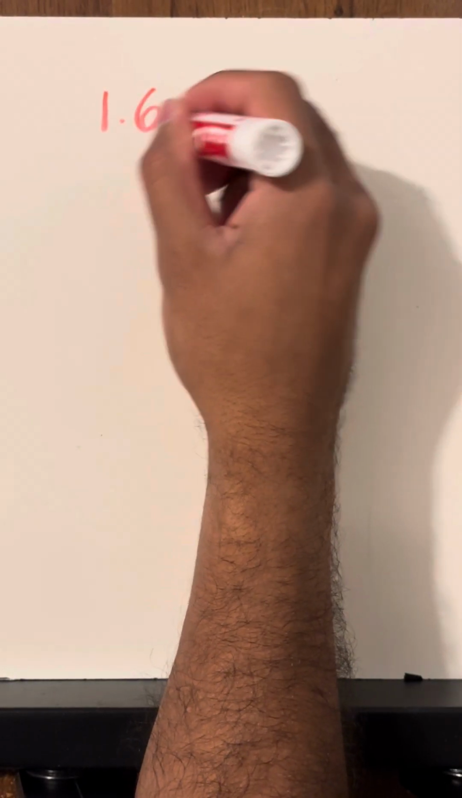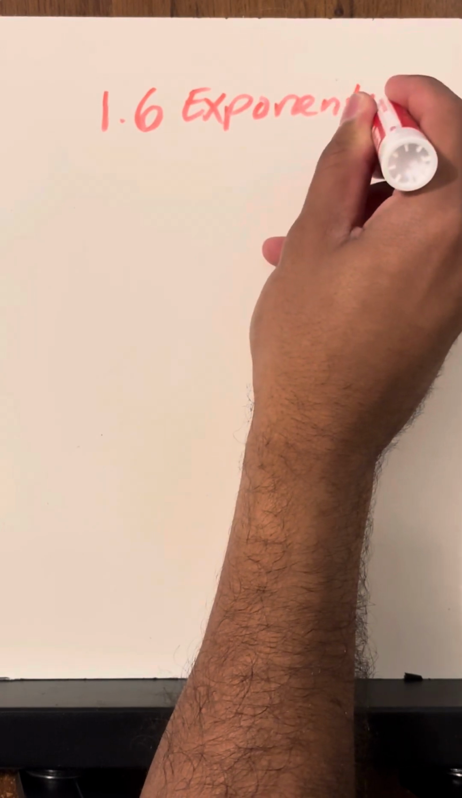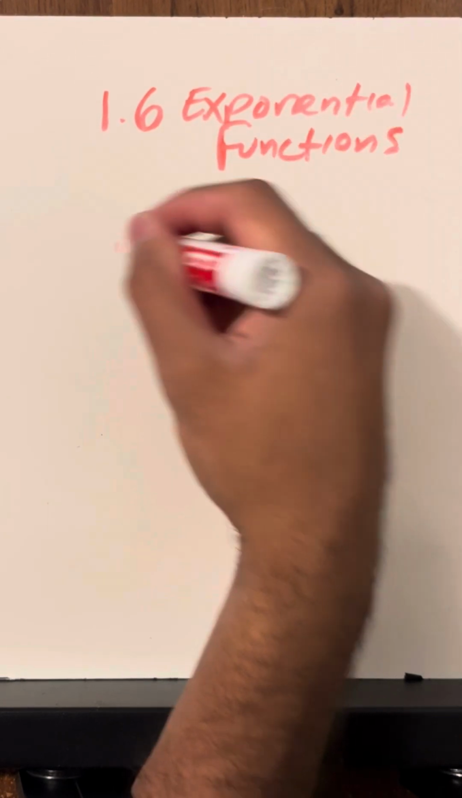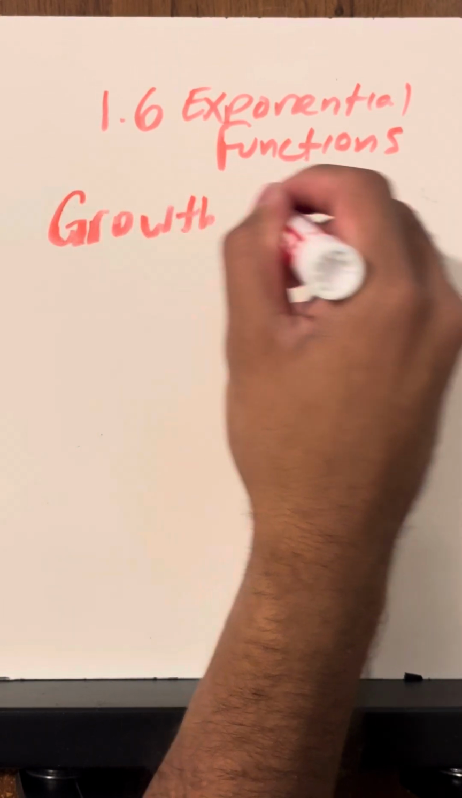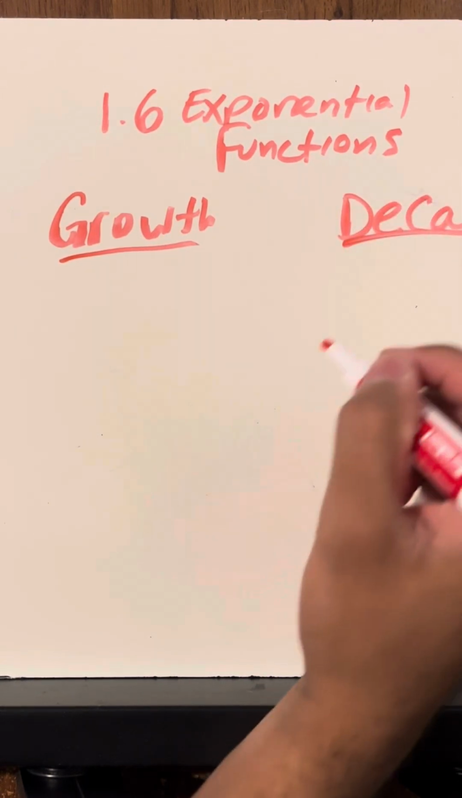All right, let's take a look really quick at 1.6. Lesson 1.6 is about exponential functions. There are two types of exponential functions. There are growth functions and there are decay functions. Okay, exponential growth and exponential decay.